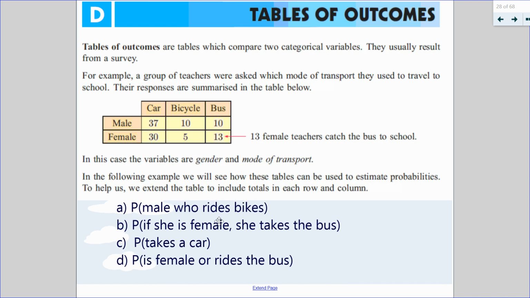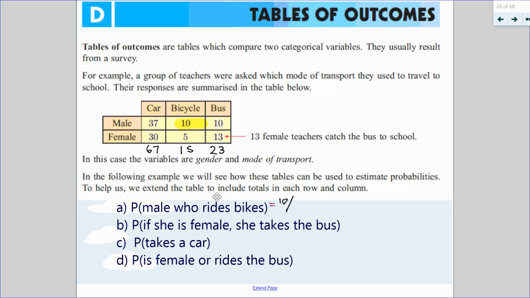So here, if we have the probability of a male who rides a bike, we can look at a male who rides a bike in the table, and we know there's 10 people. But out of how many? What's the total? So the total, we'd have to add up everybody. But it looks like we can do the car total. The car total is 67. The bike total is 15. The bus total is 23.